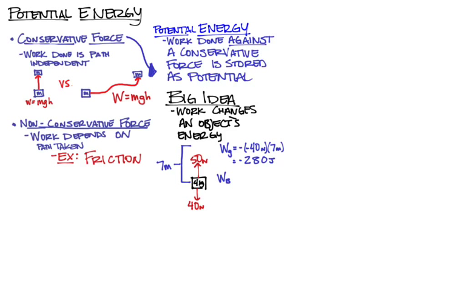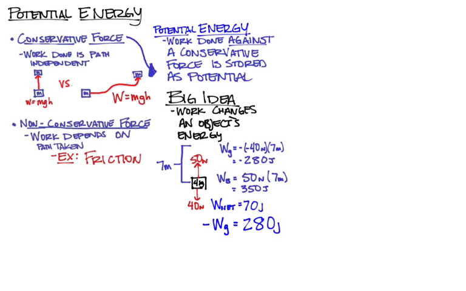I, on the other hand, am pulling with 50 for a distance of 7 meters. So I'm going to do 50 newtons times 7 meters worth of work, or 350 joules worth of work. So, let's see what happens. In this case, the net work done on my object is 70 joules. The opposite of the work done by gravity is 280 joules.